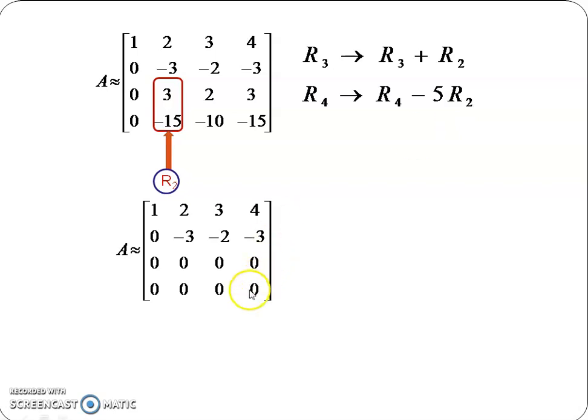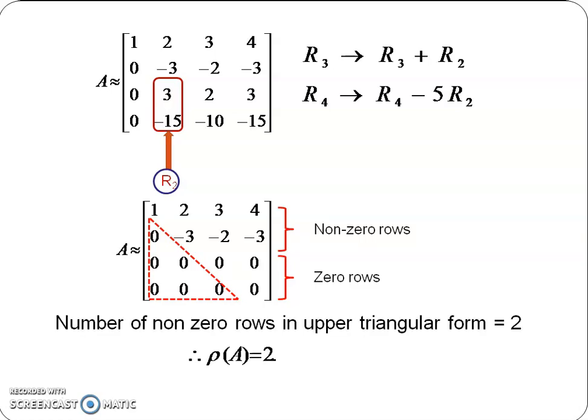Now here we can see that the bottom two rows are 0 rows and the given matrix is converted to the upper triangular form. Now further reduction of a row to 0 row is not possible without disturbing the upper triangular form. So we have to stop here and count the number of non-zero rows. Here the number of non-zero rows is 2. Therefore the rank of matrix A is 2.